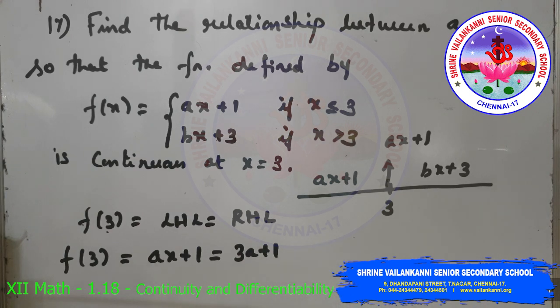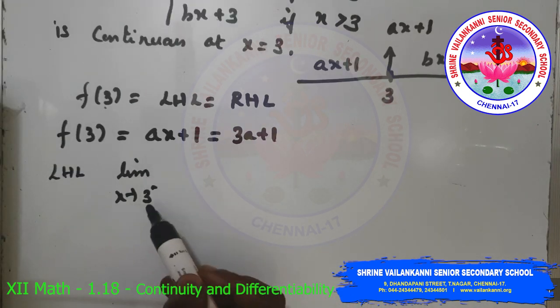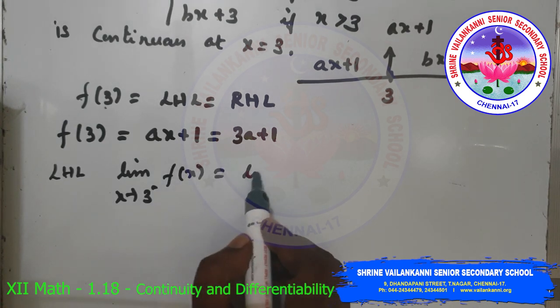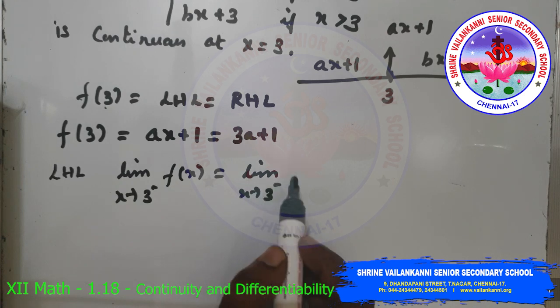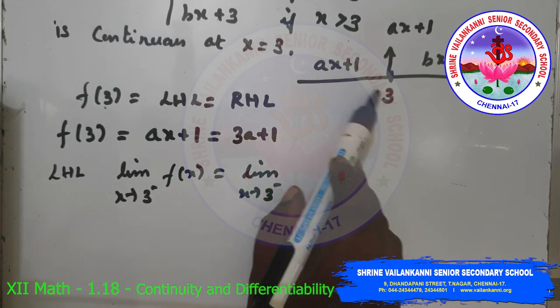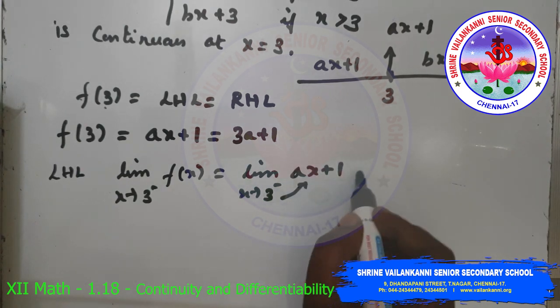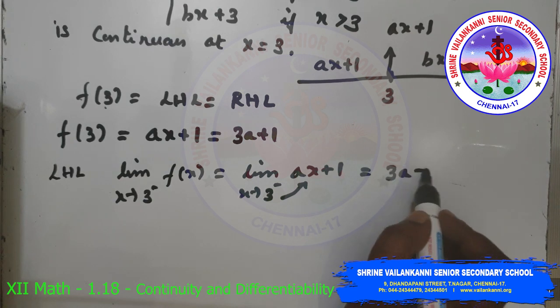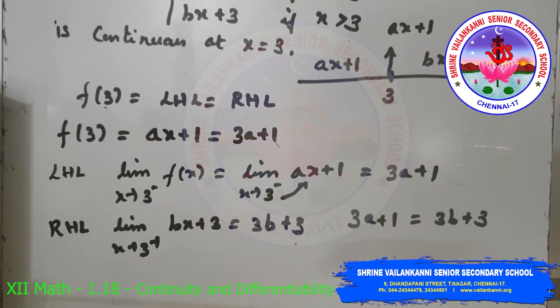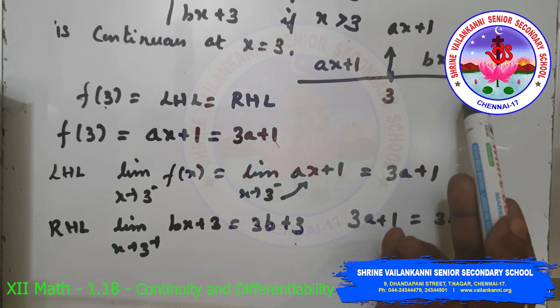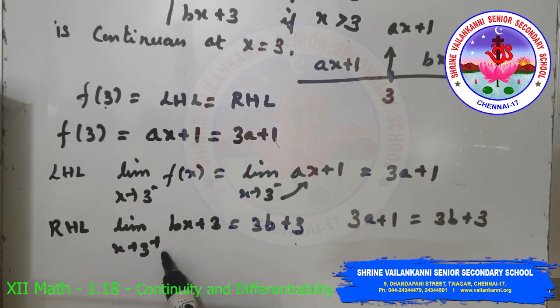Then the left hand limit, limit x tends to 3 minus f of x. To the left of 3 we have the function defined to be ax plus 1. Substitute the value of x so that we get 3a plus 1. Right hand limit, x tends to 3 plus: to the right of 3 the function is defined to be bx plus 3, which is equal to, substituting x as 3, 3b plus 3.